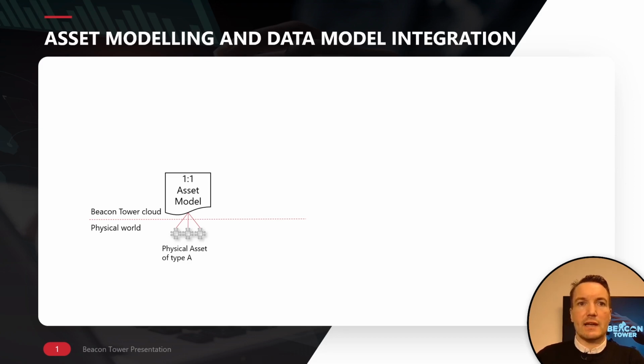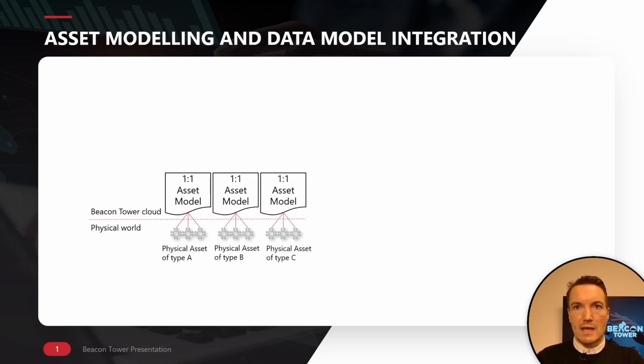In order to collect and contextualize the data from the physical assets, we create one-to-one asset models that correspond exactly to the physical assets. In Beacon Tower, we only have to create a one-to-one asset model for each different type of physical asset. If we then, in the physical world, have numerous assets of the same type, we only have to create an instance of the one-to-one asset model in Beacon Tower that corresponds to the physical asset type.